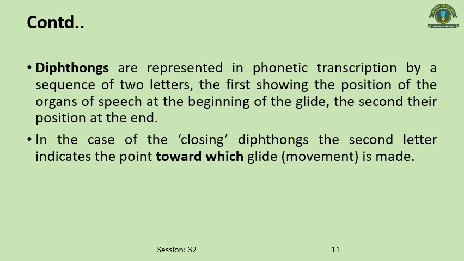So in the case of the closing diphthongs, the second letter indicates the point toward which glide or movement is made. A, I. So the movement is from A to I. Are you getting my point? The movement is from A to I. Is it clear?